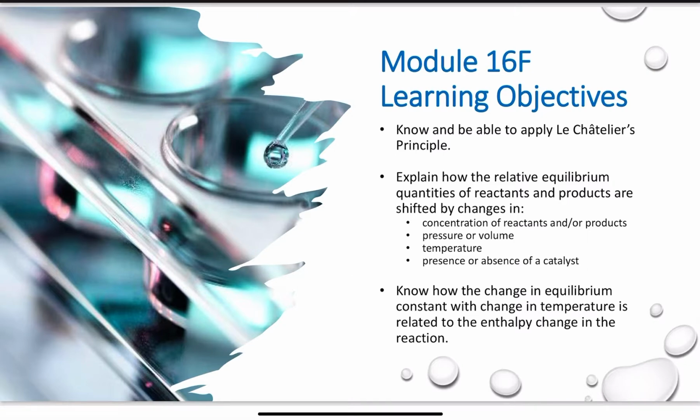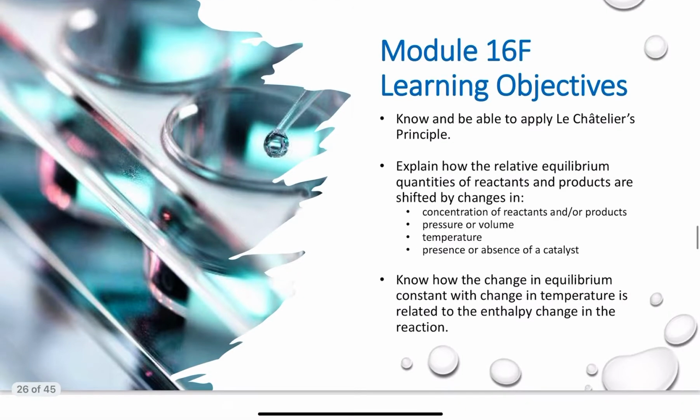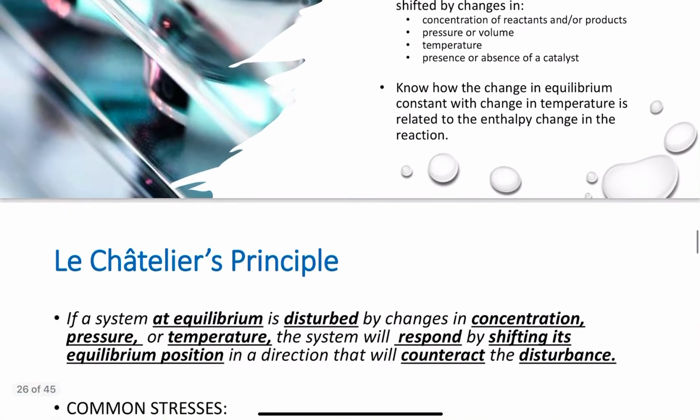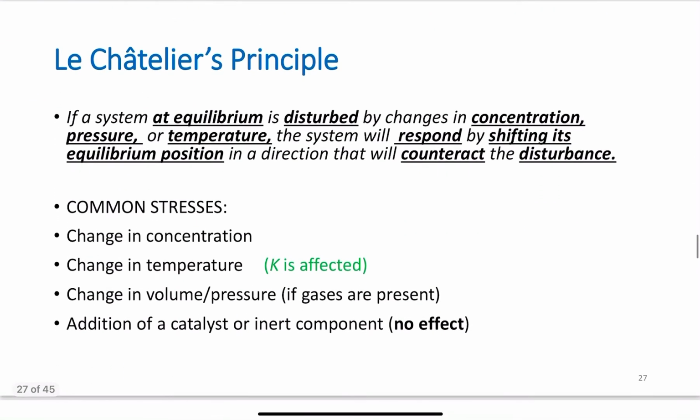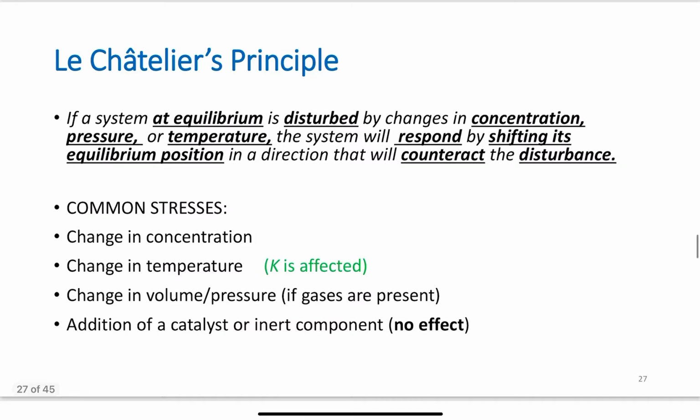You should be able to explain the relative equilibrium quantities of reactants and products and how these shifts will change, and what changes will occur if we change concentrations of reactants or products, if we change the pressure or volume of the system, if we change the temperature of the system, or the presence or absence of a catalyst, and know how the change in equilibrium constant with the change in temperature is related to the enthalpy change in the reaction. So pulling enthalpy back in from first semester as well.